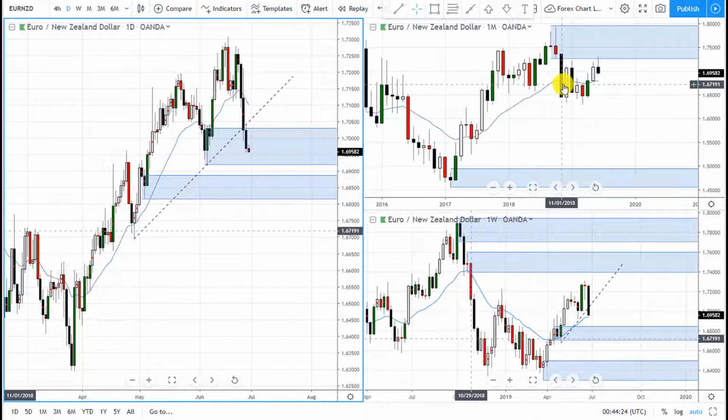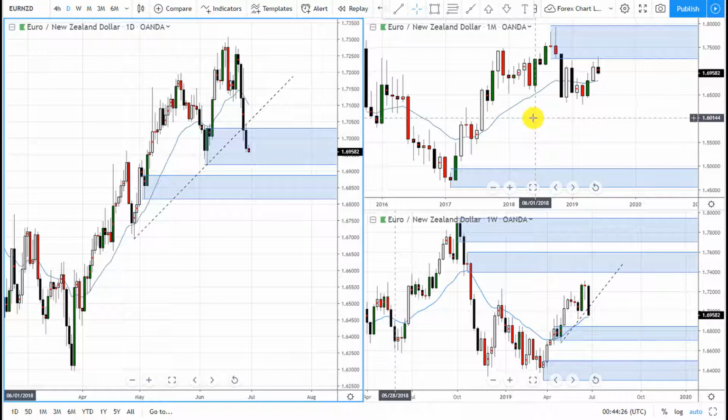I already drew up all my zones just to make it faster for the analysis, and that way I don't fumble with too many words and wrong analysis and mistaking supply for demand and demand for supply, just to make the video clearer and less error-prone. Okay, so let's take a look at the monthly chart first.